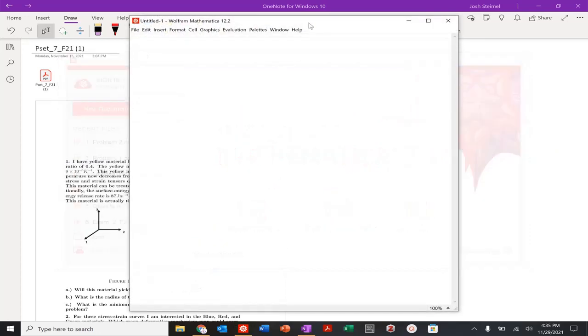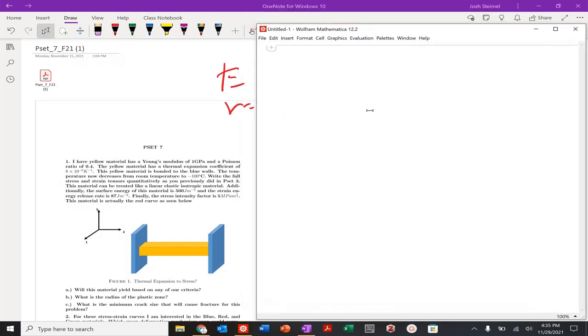Looking at the values, my Y is equal to 1 times 10 to the 9. My nu is equal to 0.4. My alpha is equal to 8 times 10 to the minus 6. Our del T is equal to our final temperature minus 100 minus 25. We're told we go from room temperature, bonded to the blue walls, and then we decrease our temperature further.